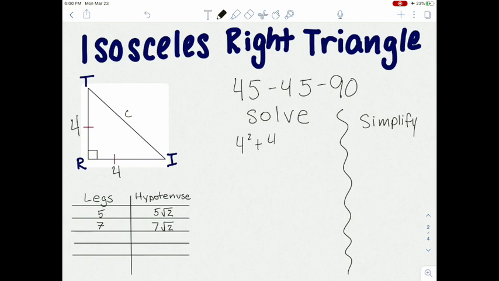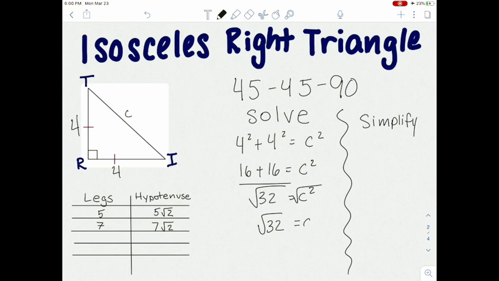4 squared plus 4 squared equals C squared. 16 plus 16 equals C squared. 32 equals C squared. Then I take the square root of both sides. I get the square root of 32 equals C, and then I need to simplify. Now, you totally could break this down into 8 and 4, and that's probably what your brain immediately jumps to because those are the numbers that come to your head pretty quickly. But what I want you to start to think is, are there any perfect squares that I can divide out? And there are in this case.